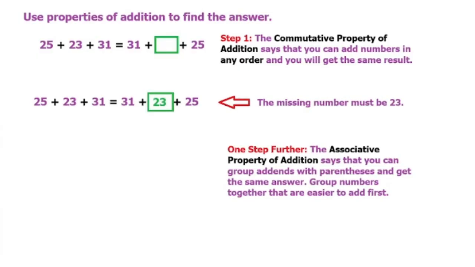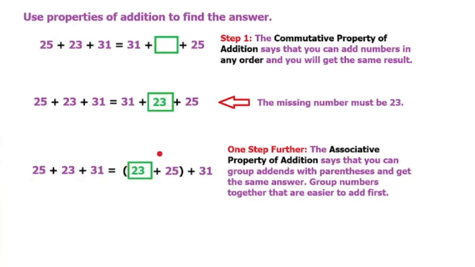You could take this one step further and try to understand the associative property of addition, which says that you can group addends with parentheses and get the same answer. Group numbers together that are easier to add first. So the addends are just these numbers. Okay, so let's try to add them up in a way that will make it easier for us. So the original problem is this, 25 plus 23 plus 31. This is how it was written. But now let's try to add them up in a way that it'll make it easier for us.